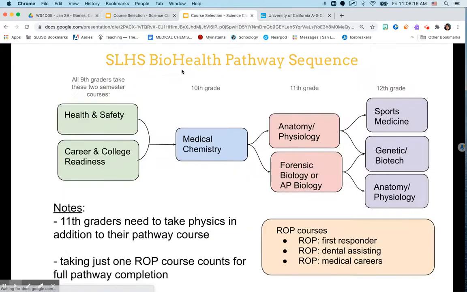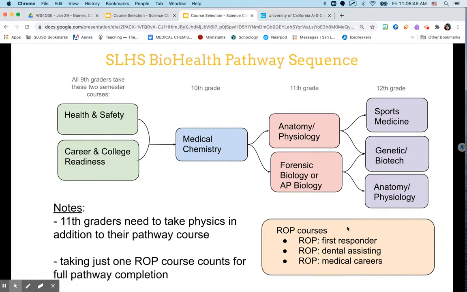Right. Okay. So because all of you are in medical chemistry right now, know that you are automatically enrolled in what's called the biohealth or biomedical pathway. So basically what this means is you get first pick in these classes in red and in purple. So anatomy and physiology, forensic bio or AP bio, sports medicine, this class does not exist yet, and anatomy and physiology. Additionally, you can choose to join ROP.